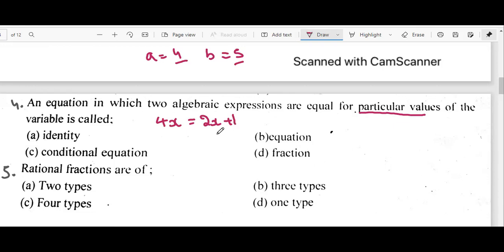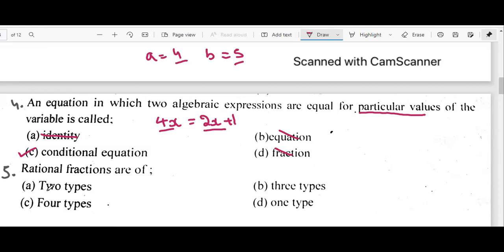So this is what you guys have been doing. And I told you already it cannot be an identity because the left hand side and right hand sides are not identical. Yes, it is an equation, but we have a specific name for this type of equation, which is conditional equation. Whenever two algebraic expressions are equal for particular values of the variable, this is called conditional equation, right? And obviously it is not a fraction. It is a definition, right?